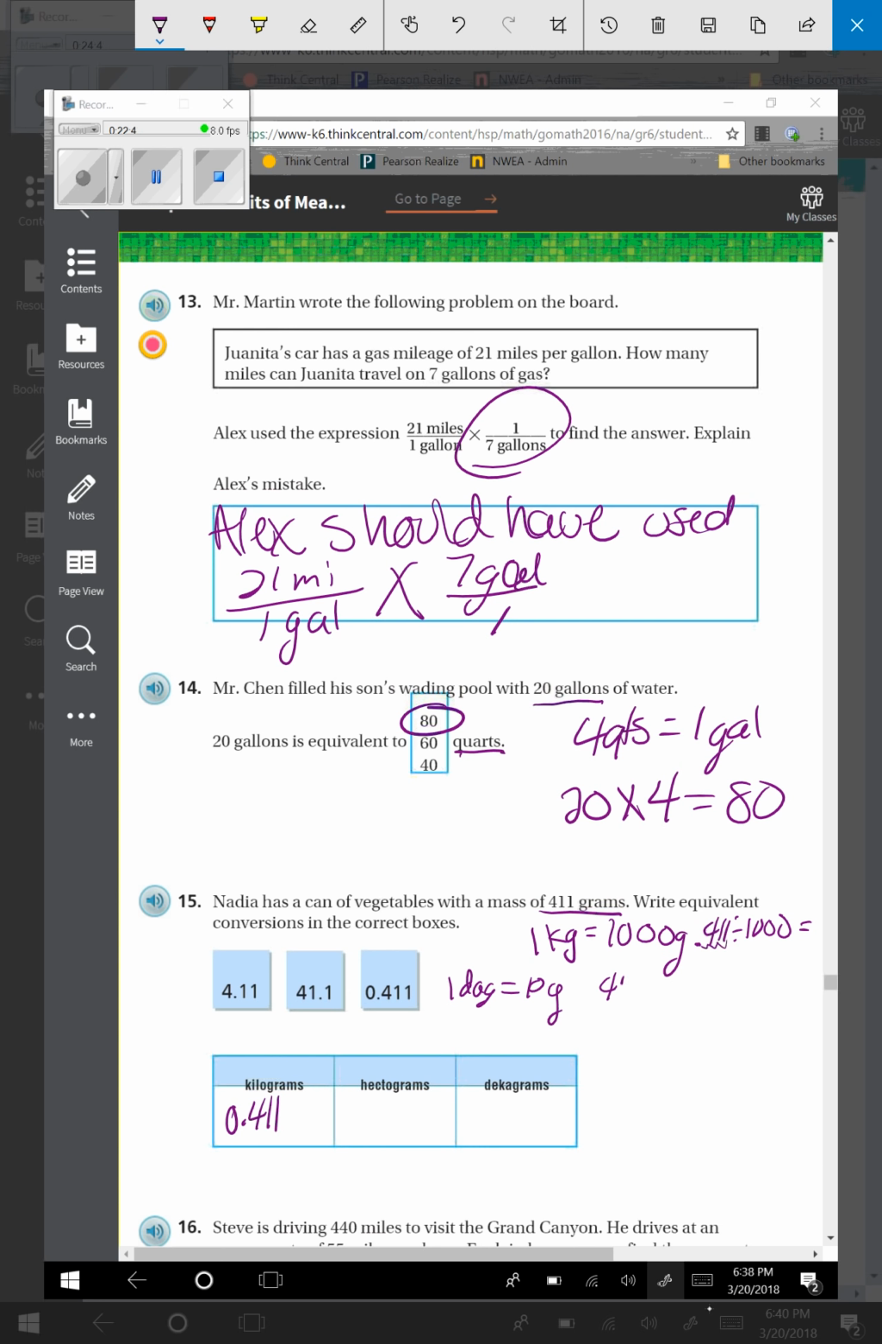And then we know 1 decagram equals 10 grams. Oh no, sorry. I can't read my own handwriting. It's 10 grams. So we're going to take that 411 divided by 10, so we're going to move it one decimal place, which gives us 41.1. And then we're going to use 1 hectogram, which is equal to 100 grams. So 411 divided by 100, move it over 2 places, which is 4.11.